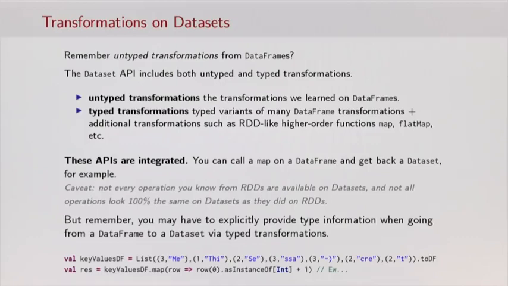So these two APIs are seamlessly integrated. You could accidentally do things like this and end up with no type information at all when at one point you did have type information. So again, you've got to be careful about that.